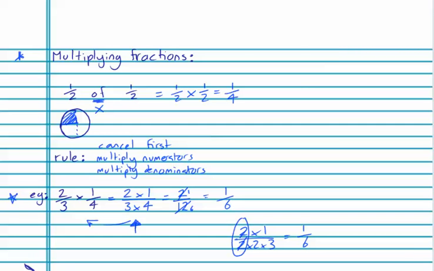It's best to cancel first if you can, because then we're not multiplying with such large numbers. But if we don't cancel first, then we can get to the end and say, hey, I'm allowed to cancel. So at some stage, make sure you check if you can cancel.